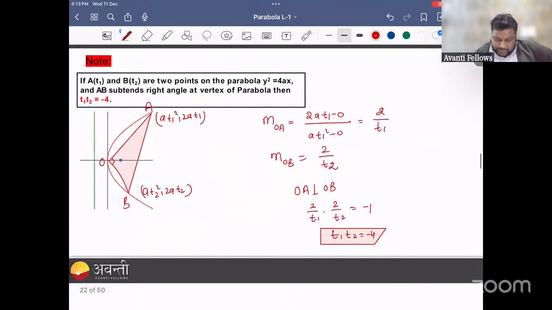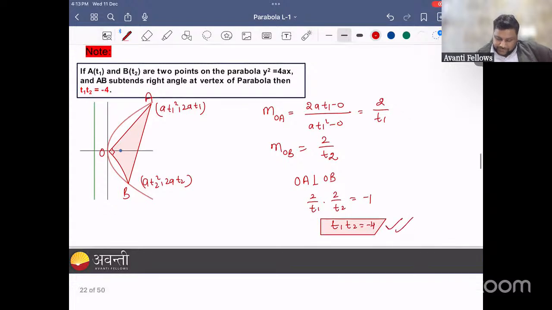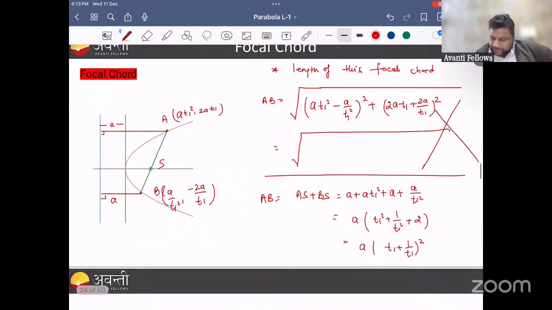Then we have done that if there is a chord AB which subtends an angle of 90 degrees at the vertex, the origin in this case, then t1 t2 goes to minus 4. And then I taught you how to get the length of the focal chord. The length of the focal chord in terms of t: if the ends of the focal chord are (at1 square, 2at1) and the other end is (a upon t1 square, minus 2a by t1).